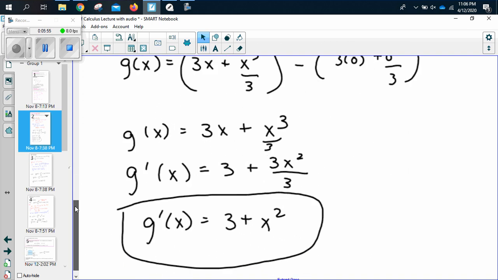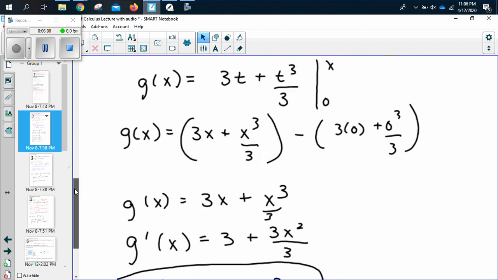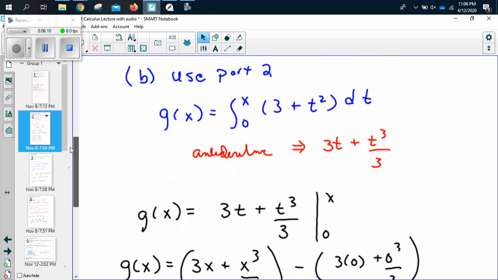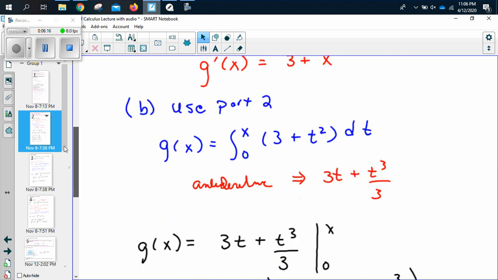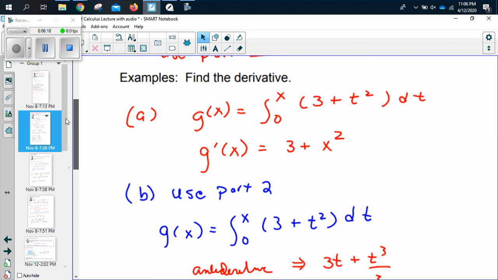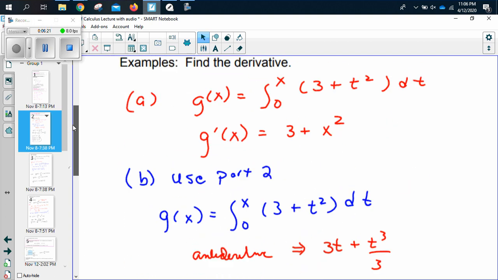And so I get 3x plus x cubed over 3. Now, if I take the derivative of that, I get 3 plus 3x squared over 3. So g prime x is 3 plus x squared. That's the same thing that I got right here, 3 plus x squared. So a lot of times in the problems when it asks you to find the derivative, you won't be able to integrate this part. So you really have to use part 1.